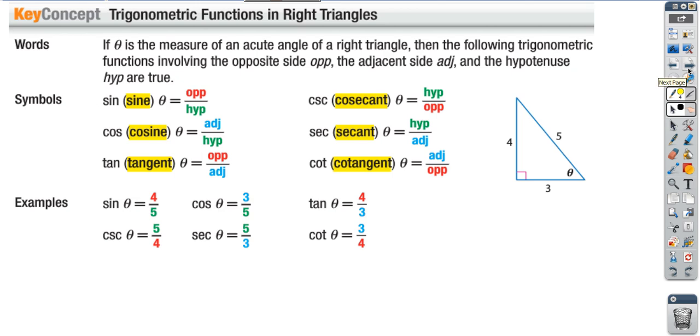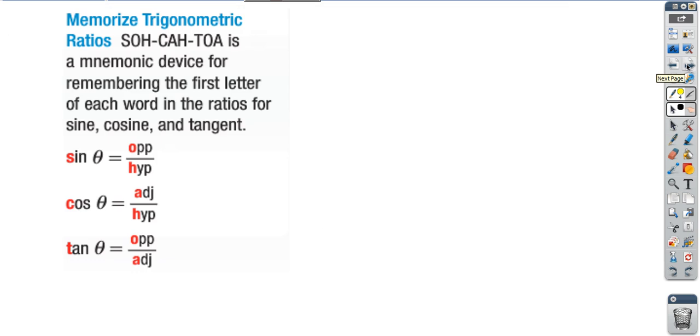Okay, and then here are the 6 trig functions: sine, cosine, tangent, cosecant, secant, and cotangent. So there's a way to remember this. The acronym is SOHCAHTOA, and sine means the opposite side over the hypotenuse, cosine means adjacent over the hypotenuse, and tangent means opposite over adjacent.